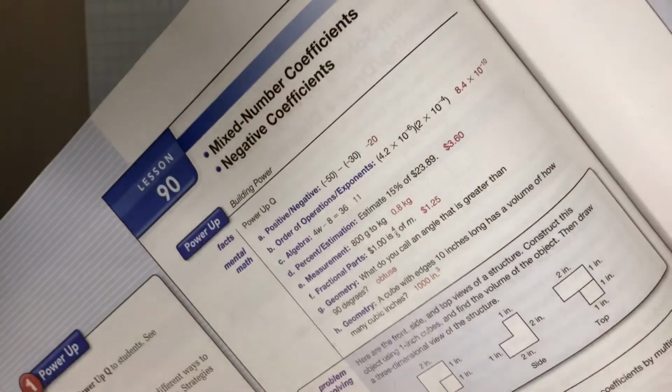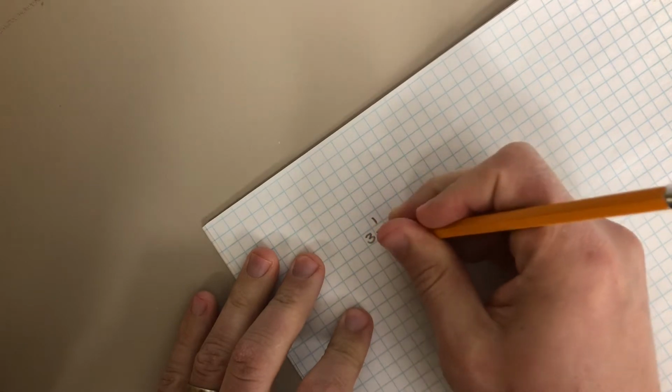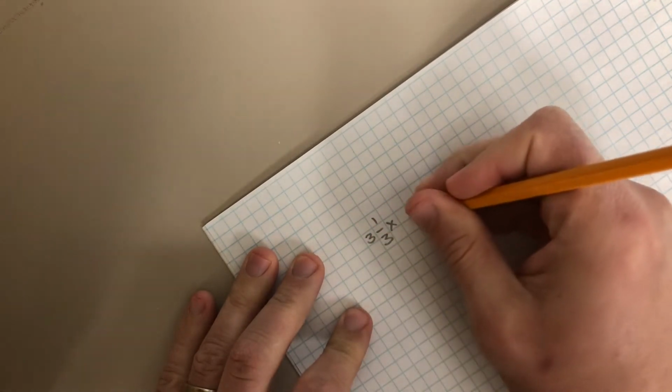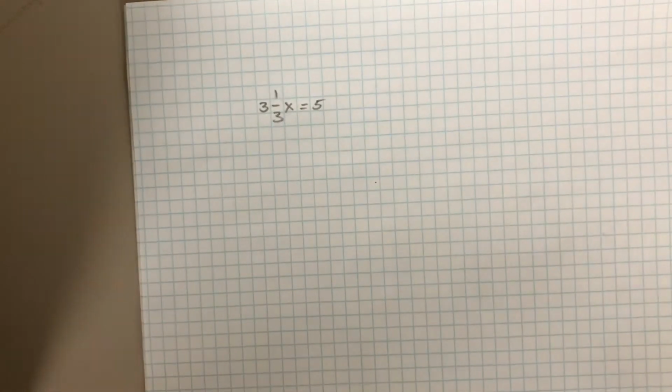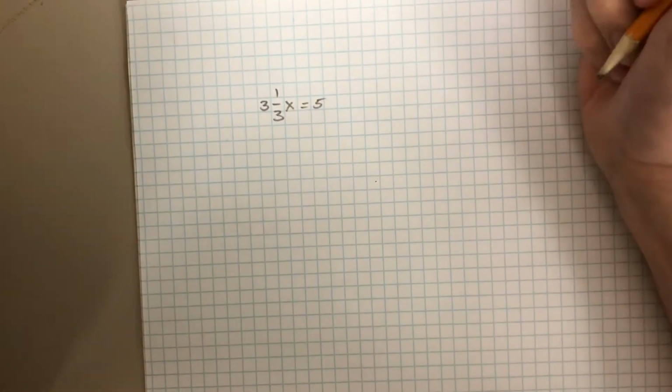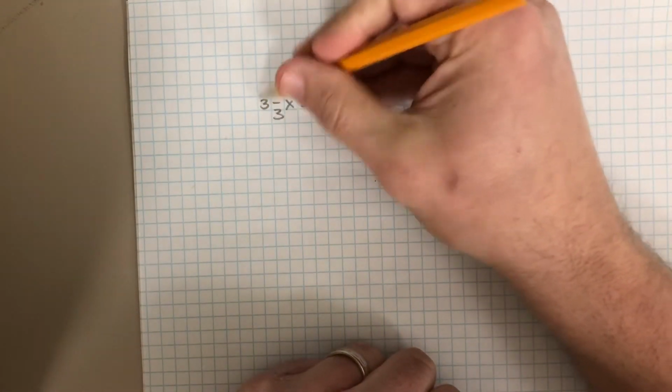Today we are looking at Lesson 90, which is mixed number coefficients and negative coefficients, found starting on page 618 in your book. All right. So when we have a mixed number coefficient, for example, if I have 3 1/3 x equals 5, I want to solve for x. I want to get x by itself. So in order to do that, I've got to cancel out this 3 1/3.